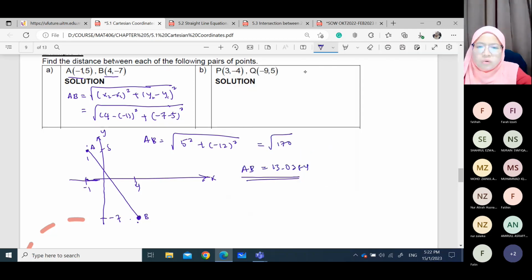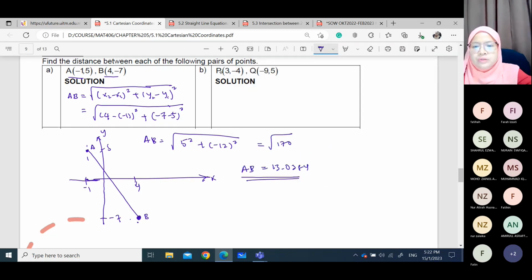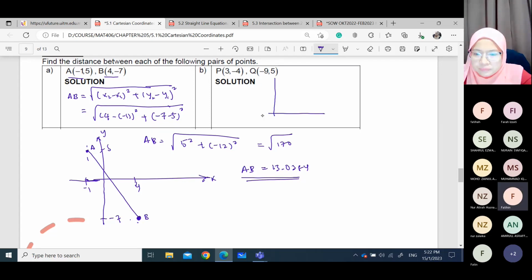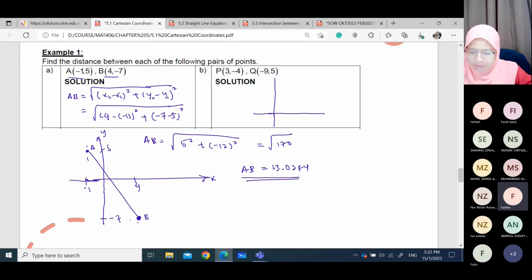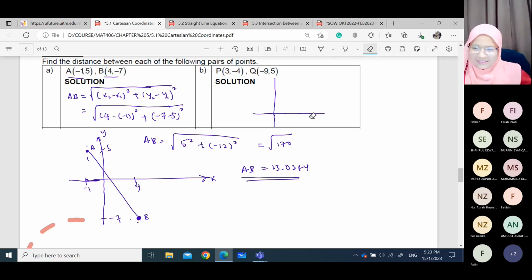Okay, so sambil-sambil tu kita tengok point B. We have 2 points, P (-3, -4) and Q (-9, 5). Kalau kita nak tengok distance dia, 5 squared plus -12 to the power of 2, which is 169.